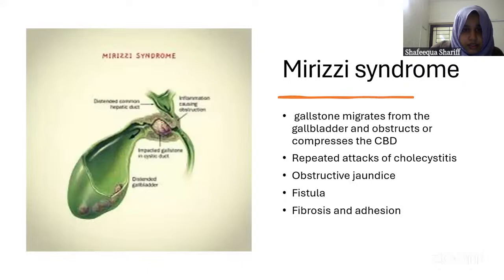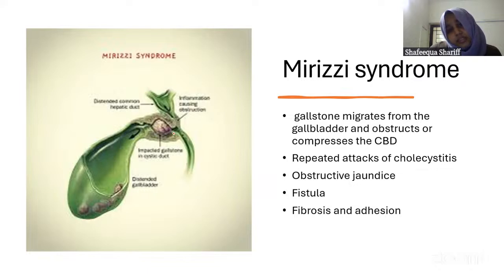So when there's a large stone sitting in Hartmann's pouch or near the neck of the gallbladder, it starts to compress. So this gallstone migrates from the gallbladder and obstructs or compresses. What happens when there's obstruction or compression? There will obviously be infection due to the stasis, so there may be repeated attacks of cholecystitis. And when the obstruction is complete, you may have obstructive jaundice. The patient may present with features of obstructive jaundice.